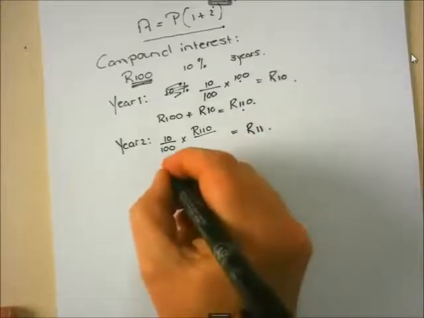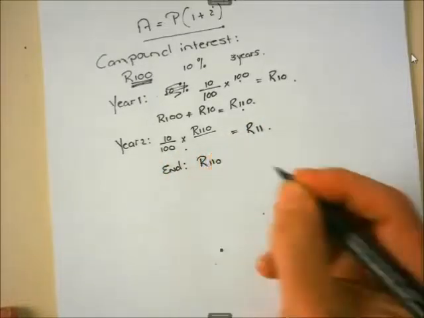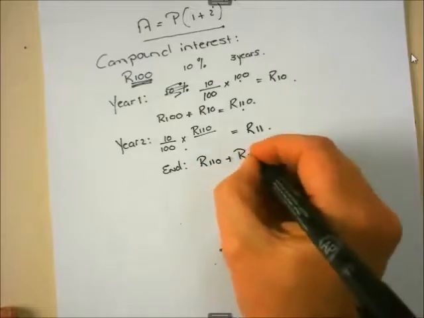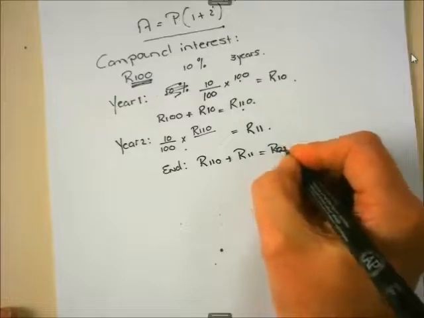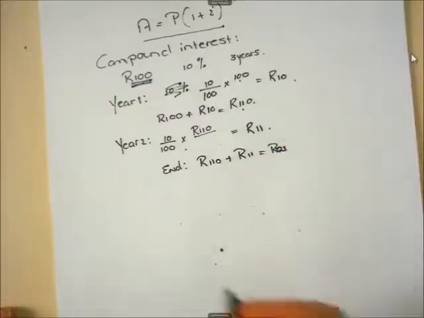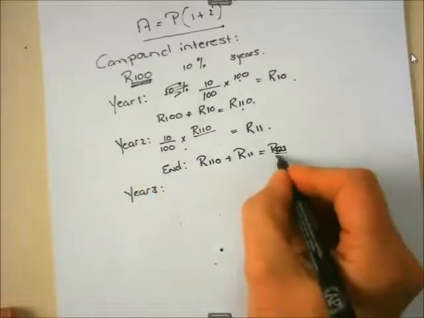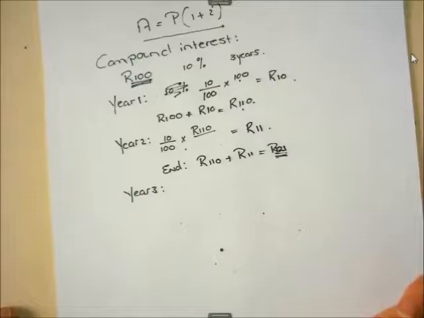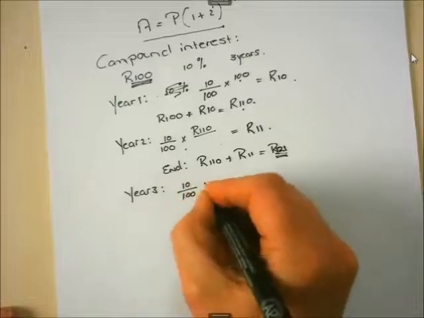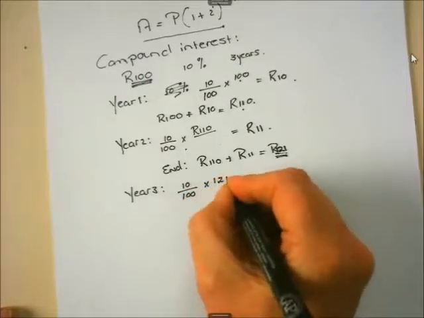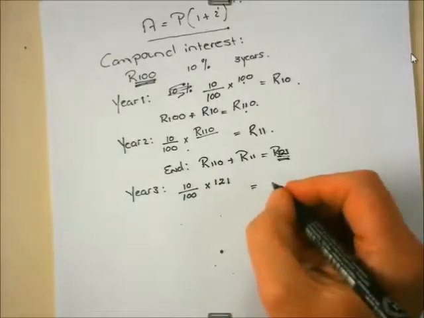If you work that out, you will see it is 11 rand. So at the end of year 2, what are you going to have? You're going to have 110 rand plus 11 rand, and that's going to be 121 rand. So, year 3. In year 3, you are going to start with that amount of 121. You're going to say 10% of 121 rand. And what is that going to be? We are probably going to get our comma now.